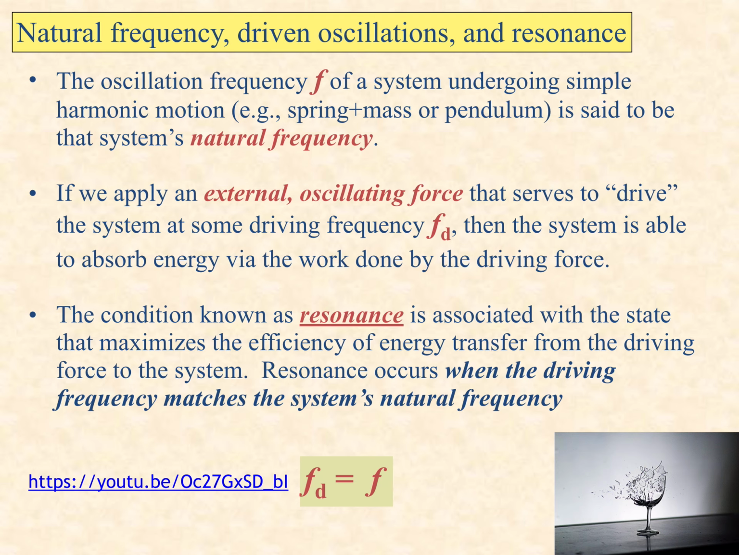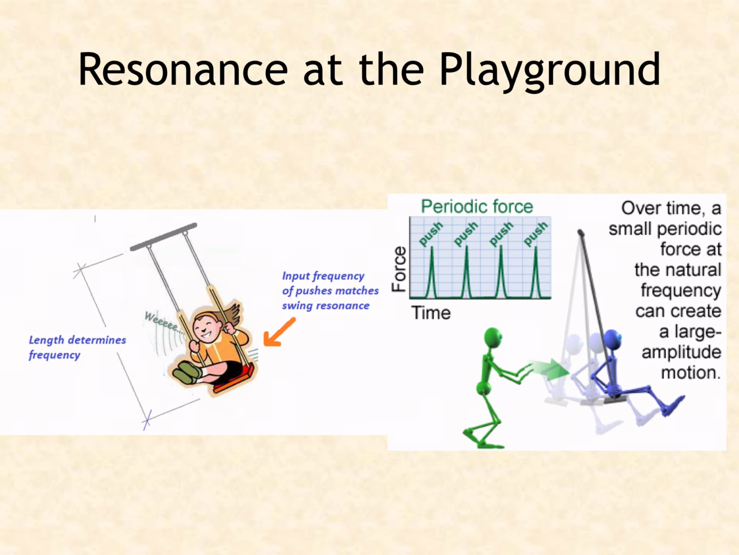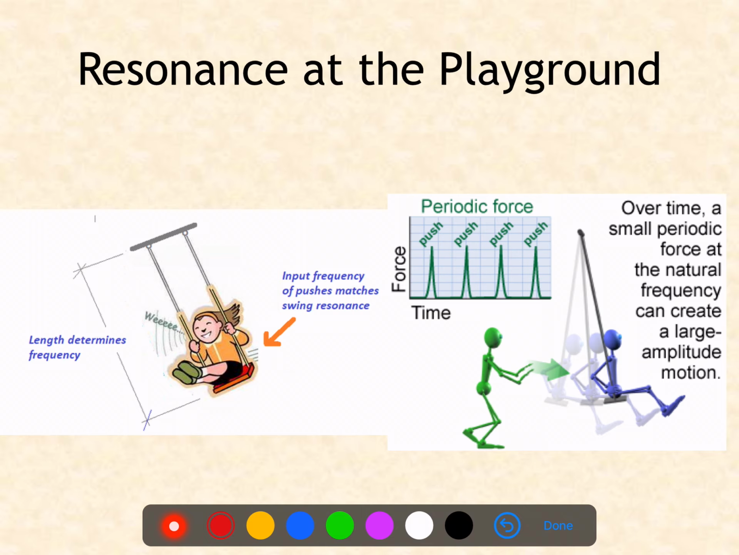But what do all of these words mean? A simple example of resonance you've probably experienced at the playground as a child. If you treat someone swinging on a swing at the playground like a simple pendulum, then it will have some sort of natural frequency related to what we had discussed before with omega, where we have the square root of g over L.